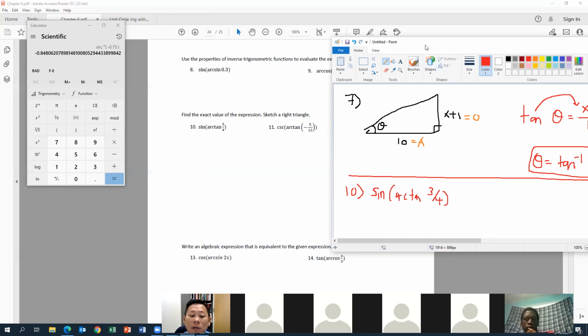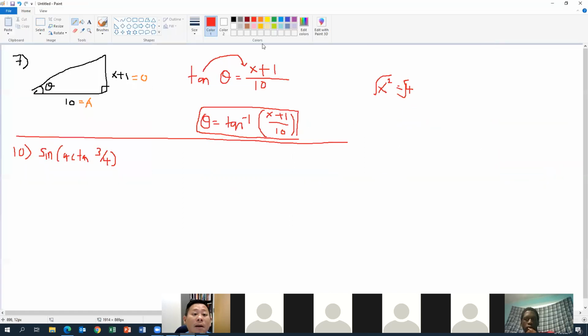So what we do here is, sorry about bad handwriting. We're going to let this whole thing become theta. Okay, so let theta become the arctangent of 3/4. So when you let this, this just turns out to become sine theta, because this whole thing turned out to be theta. So as usual, if you move the tangent over there, it becomes the inverse tangent.